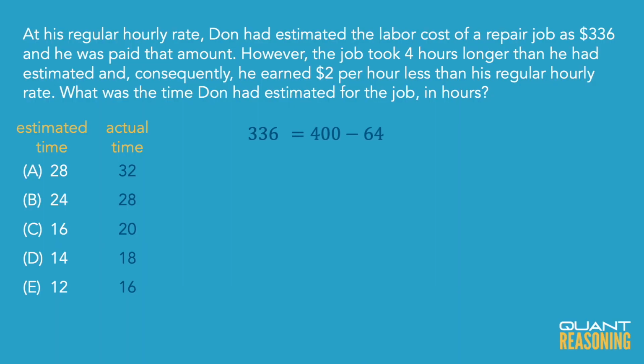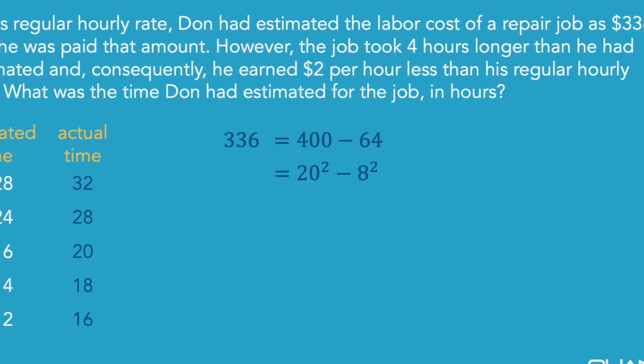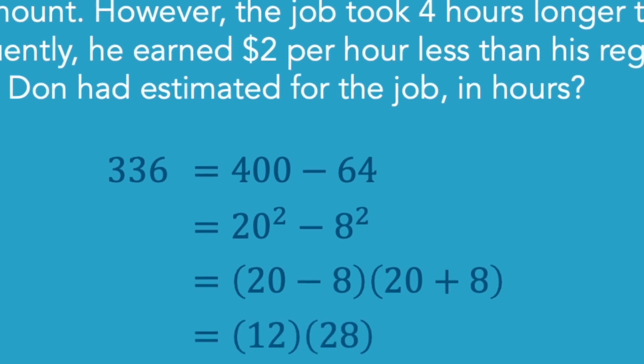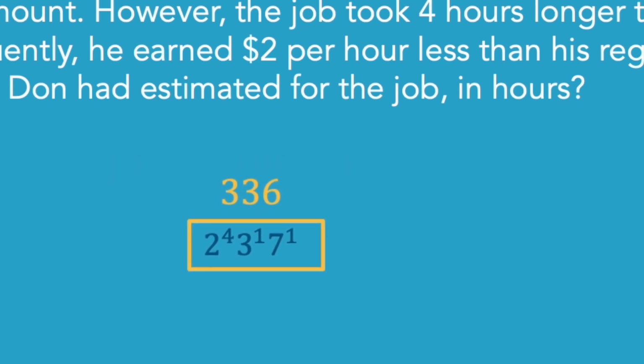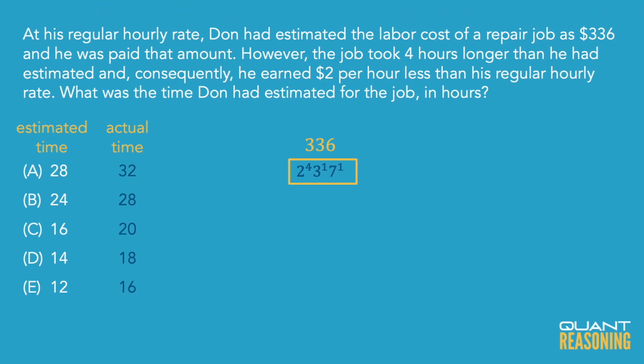In this case, of course, 336 can be thought of as 400 minus 64, and that's 20 squared minus 8 squared, and then applying the special product for a difference of squares, that's 20 minus 8 times 20 plus 8, or 12 times 28. So that's another great way to factor down 336, and not surprisingly, we end up with the same prime box. So whichever way you go about getting the prime box, once you have it, it's time to start comparing it to the answer choices.